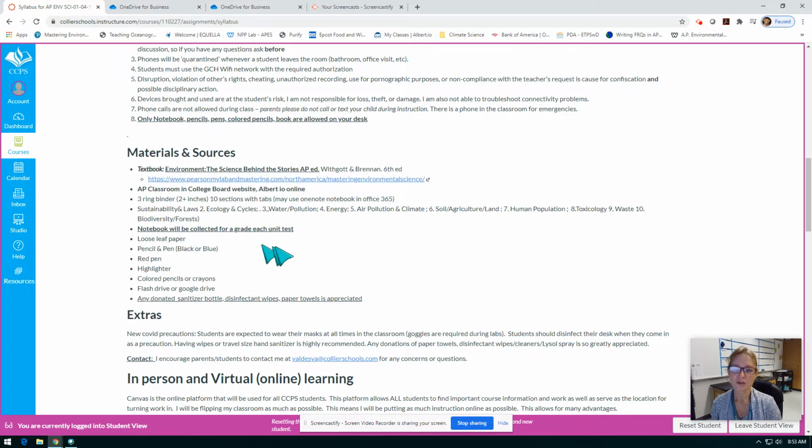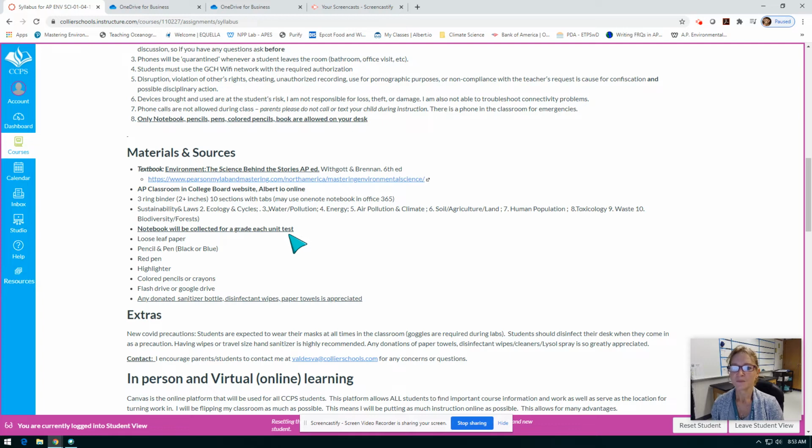Notebooks, like I used to always collect them. Later on, we might actually set up some kind of digital notebook, or I might ask you to take pictures of your notebook and submit that. But I'm going to be very flexible with that this year for obvious reasons.